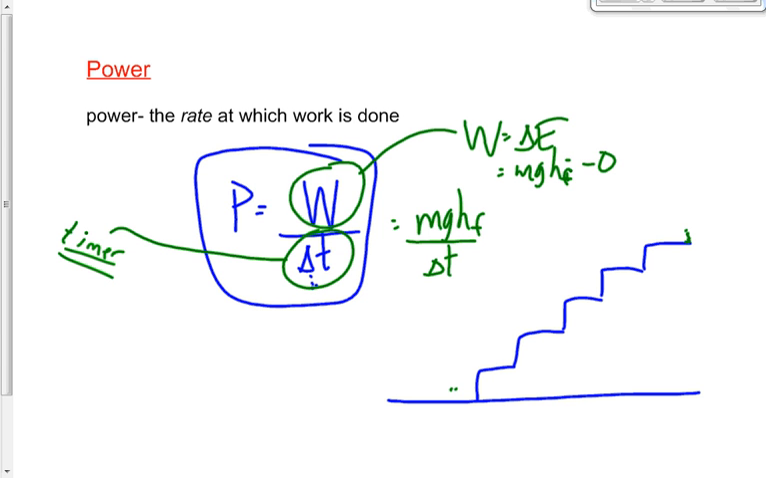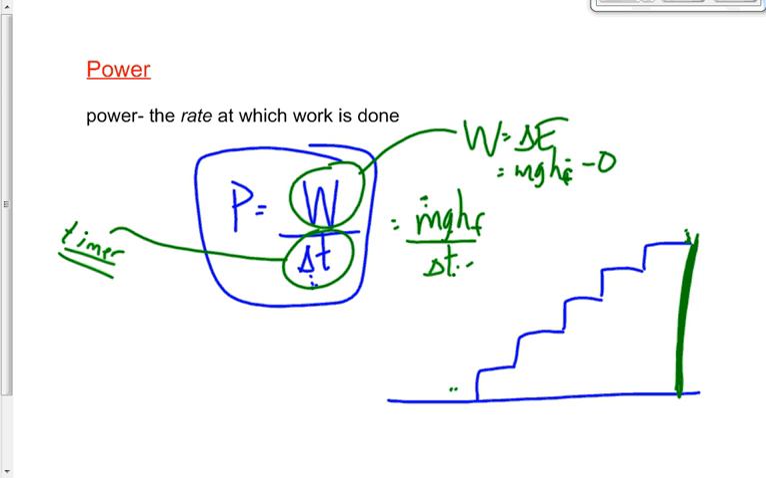We need to measure the height of the stairs. That's easy. We'll use a tape measure to do that. We need to know what g is. That's easy. It's 9.81. We need to know roughly what your mass is. And we have to measure the time. Everybody's going to do that real quickly. Once you're done that, you're going to come back in. You're going to plug in your numbers here, and you're going to find out what your power output is.